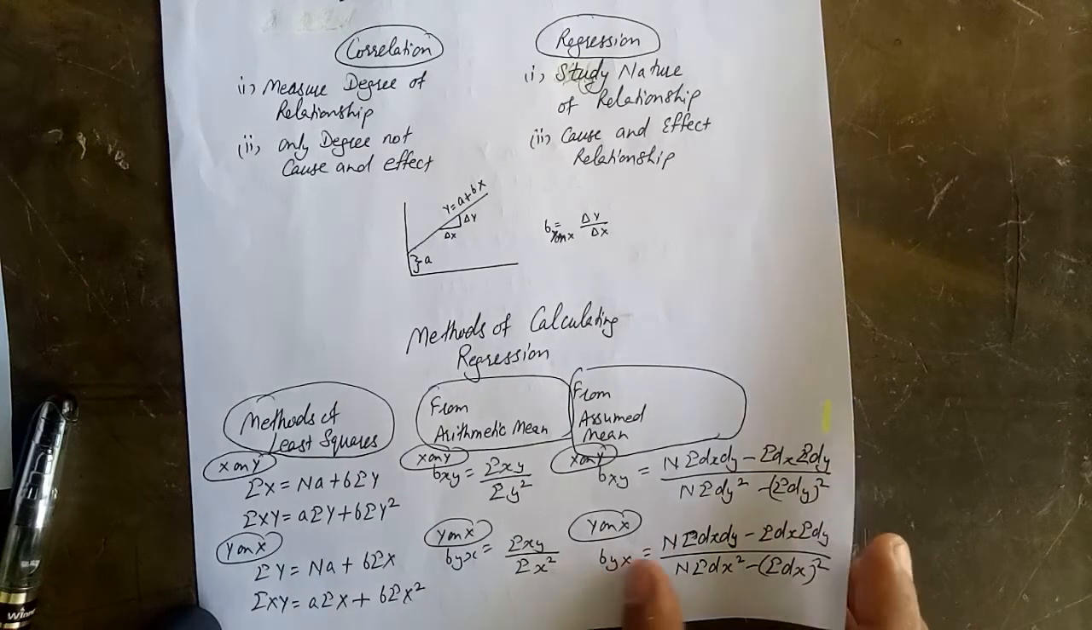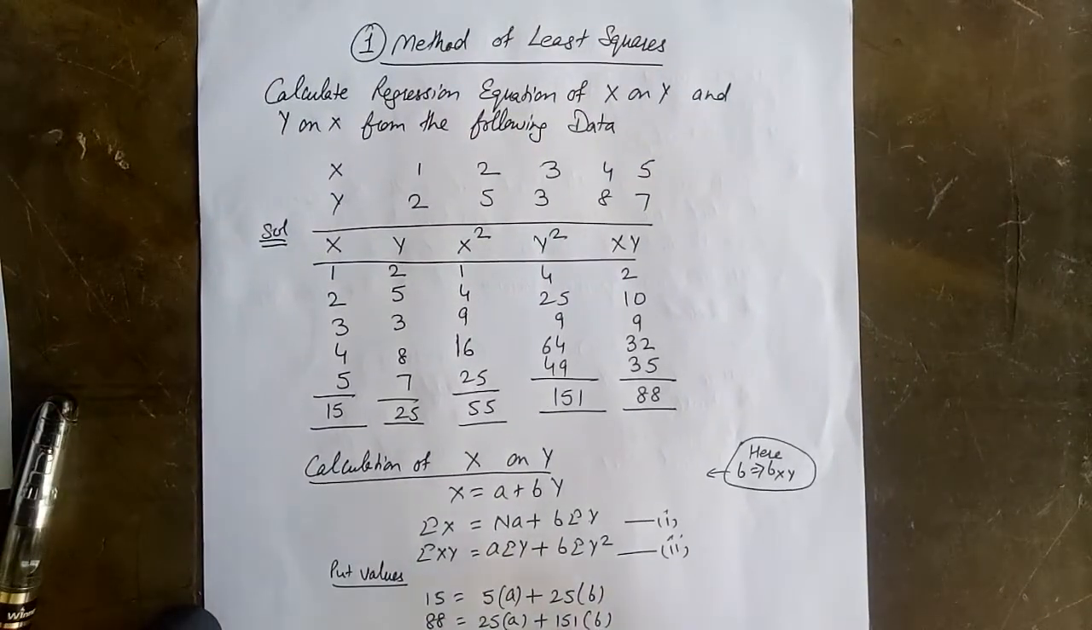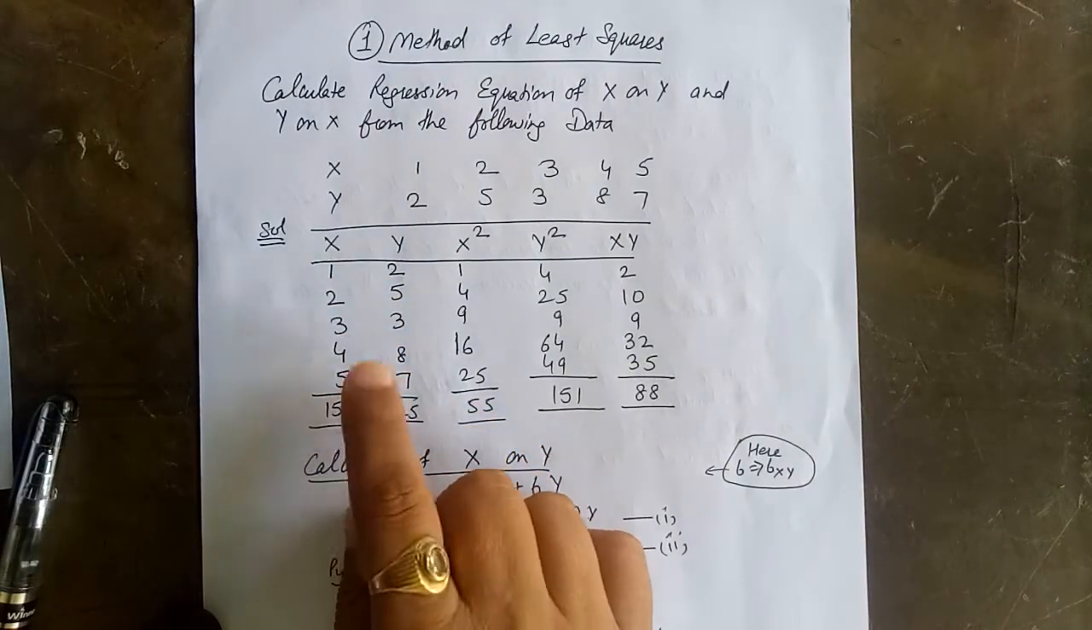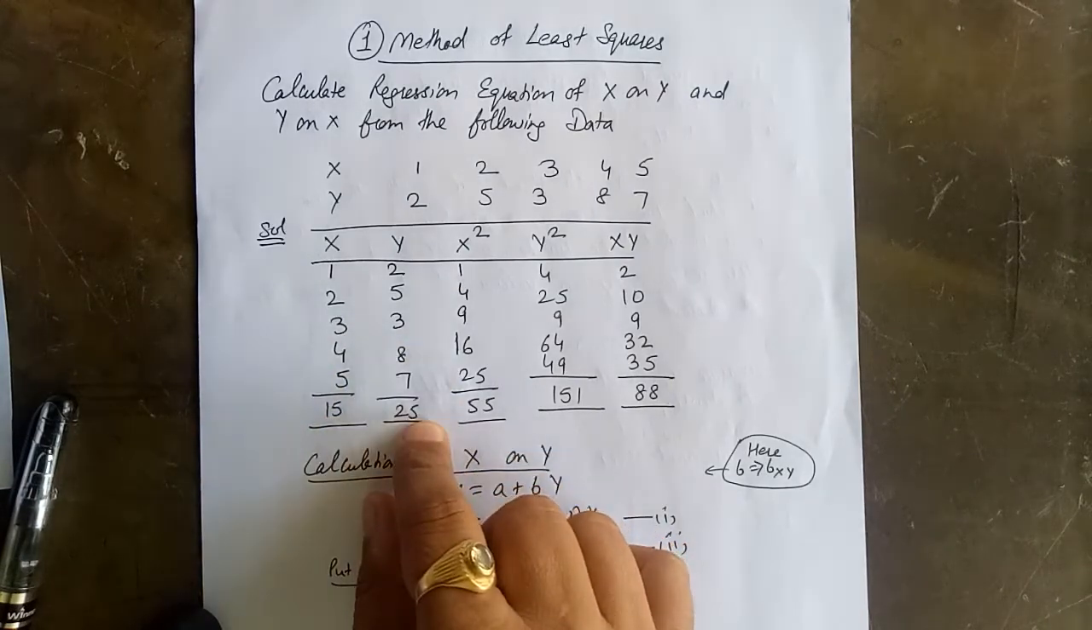Now moving toward the next, the least square method. So, method of least squares: suppose we have data of two variables x and y. X we have 1, 2, 3, 4, 5 and y is 2, 5, 3, 8, 7. So write down the x and y values. Sigma x is 15, sigma y is 25.